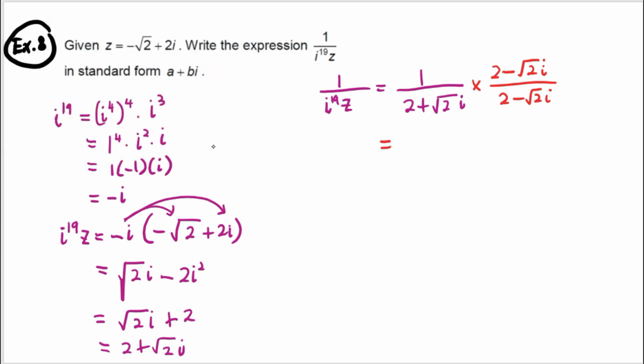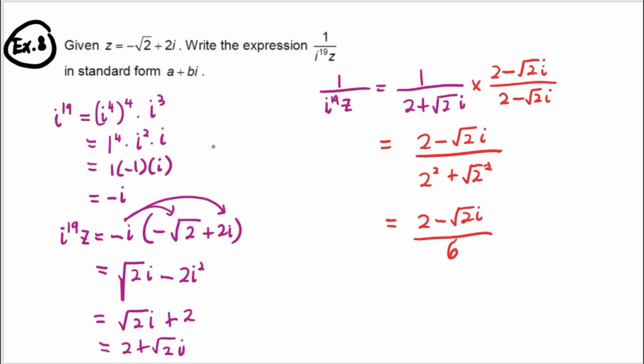So we have 2 minus square root of 2I divided by 2 square plus square root of 2 square. Now we simplify this one, it will become 2 minus square root 2I divided by 4 plus 2, because square root of 2 square becomes 2, which is 6. So this one will be 2 over 6 minus square root of 2I over 6. This can be simplified as 1 over 3 minus square root of 2 over 6I. And we are done with this one.